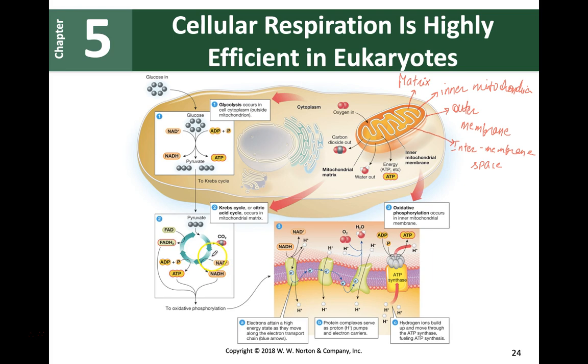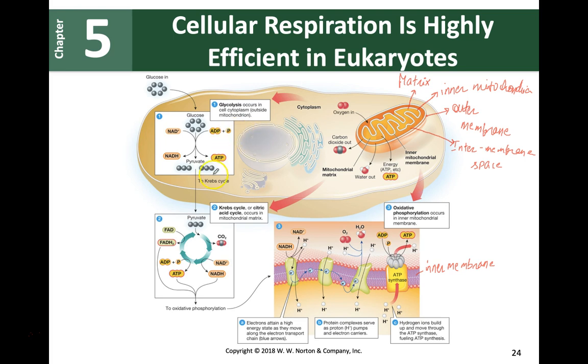Now, where does the next step, the oxidative phosphorylation, happen? It happens on the membrane, on the inner membrane that you're seeing here. That's your inner membrane. That's where all the machines are to do this process of converting NADH and FADH2 into ATP.